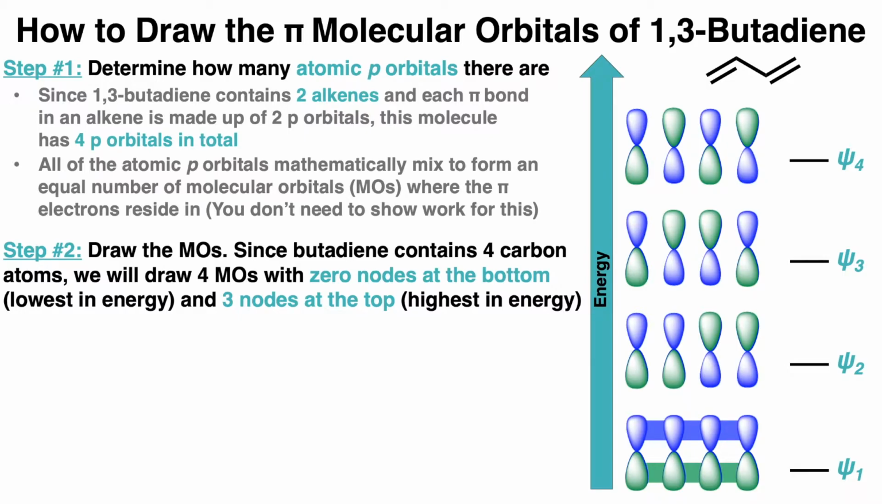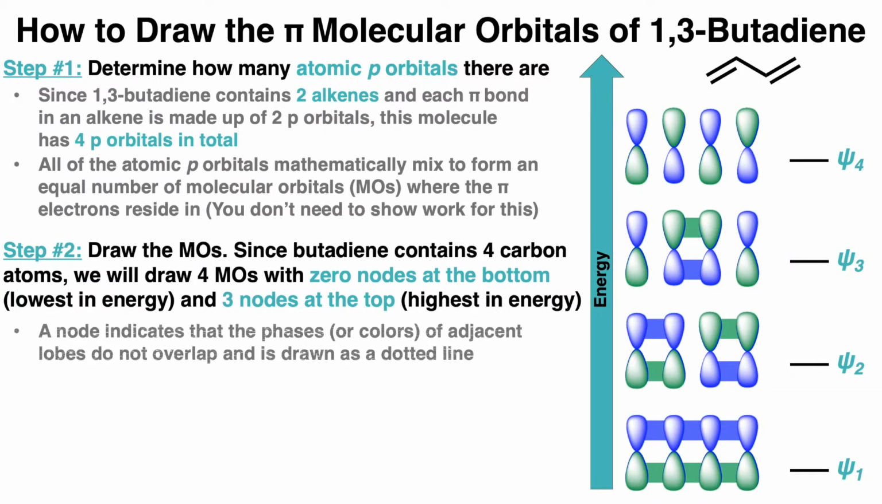Then if you look at the second MO right above it, that is higher in energy, this second MO has 1 node in the center. A node indicates that the phases or colors of adjacent lobes do not overlap and is drawn as a dotted line shown in red. Wave number 2 has 1 node, wave number 3 has 2 nodes, and wave number 4 up at the top has 3 nodes and is highest in energy.